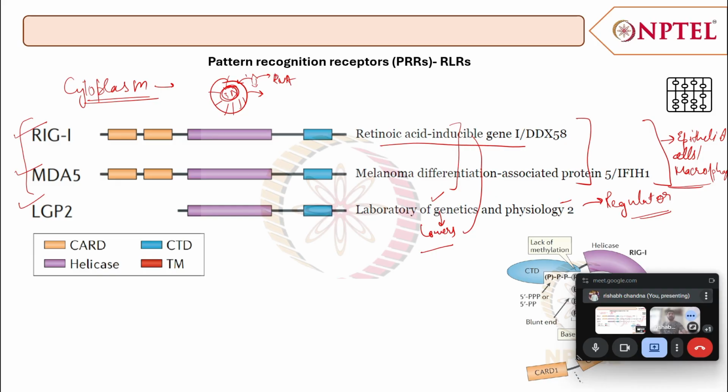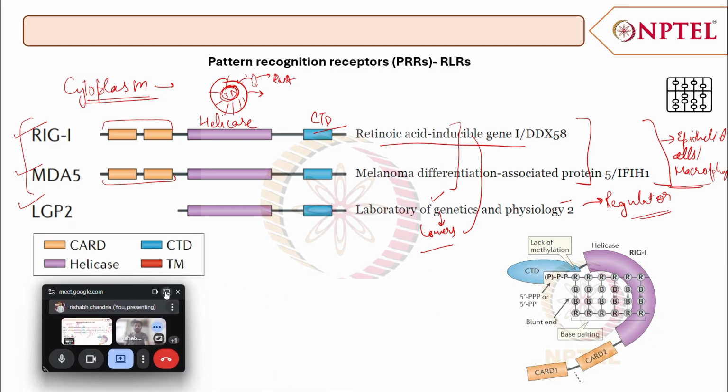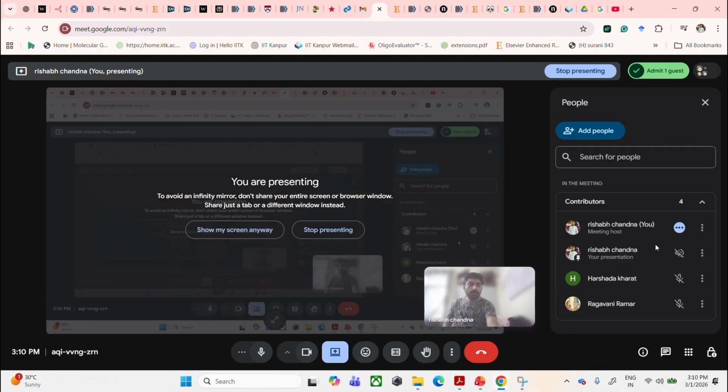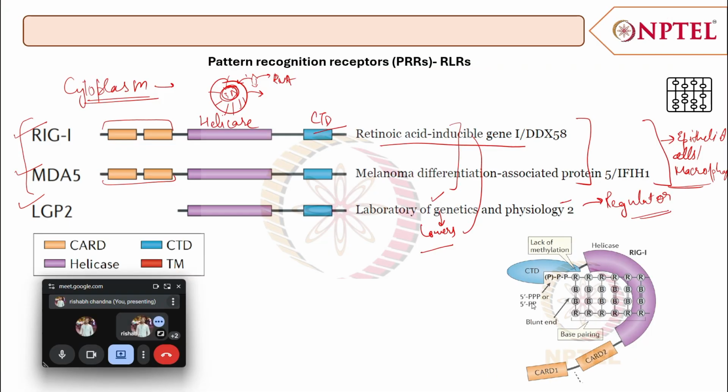They have a similar structure. For example, they have a CARD domain, these two are the CARD domains, this is a helicase, and this is their CTD, that is, the C terminal domain. Helicase is the major site. As you can see here, this is the structure of RIG1, for example.